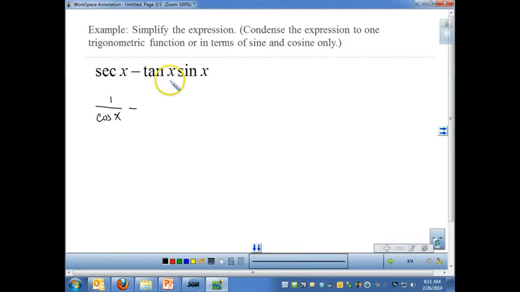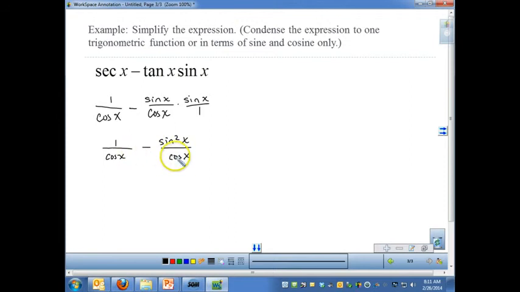Okay, so tangent of x I can write as the sine over the cosine. So sine of x over cosine of x times the sine. And I'm going to go ahead and write sine of x over 1 because I can see that I'm going to have to multiply fractions. So again, we're going to go ahead and combine these things together. So I have 1 over the cosine of x minus sine of x times sine of x is sine squared x over cosine of x.